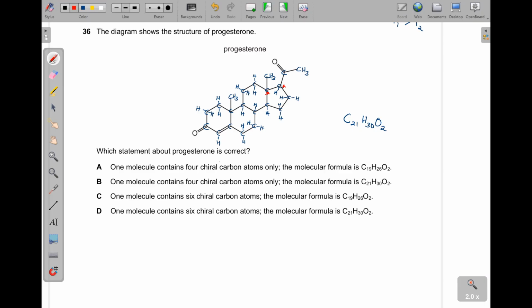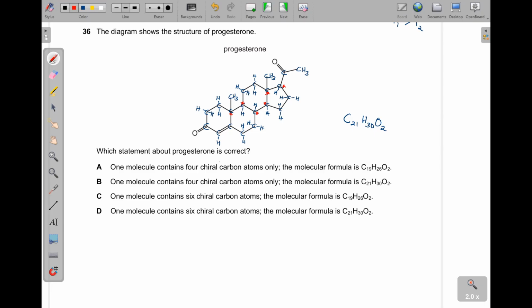And then we have another one here, and another one here. This one has CH2. Those ones are not chiral centers because 2 groups are the same, the hydrogens. There is another one here, and there is another one here.